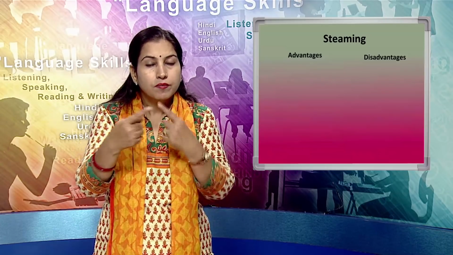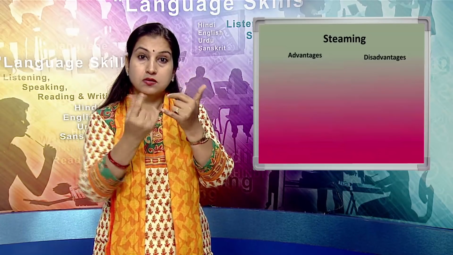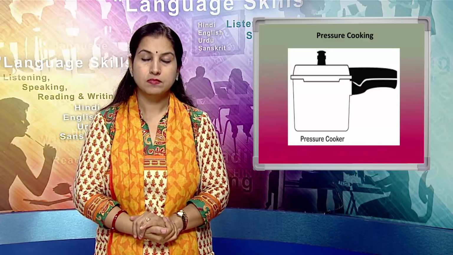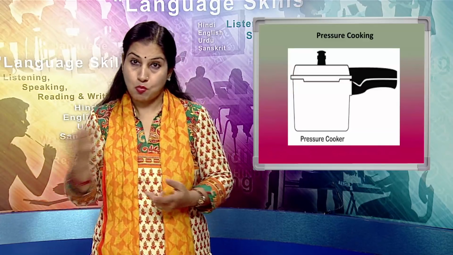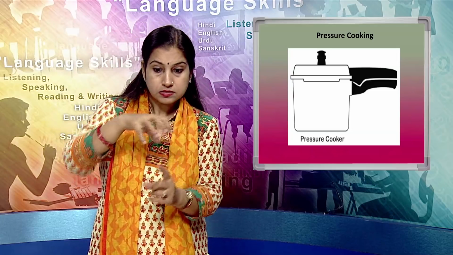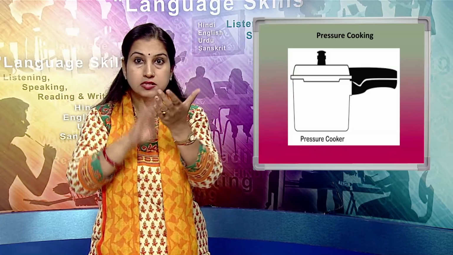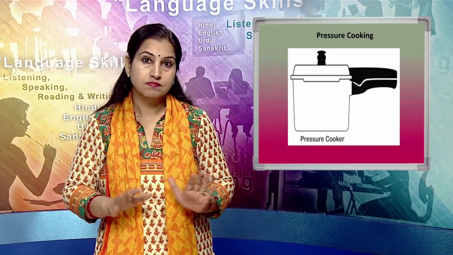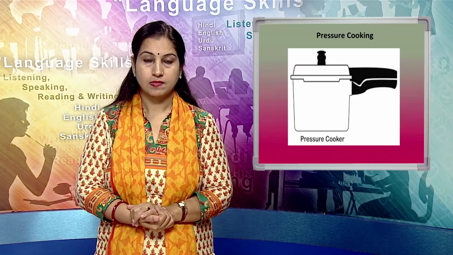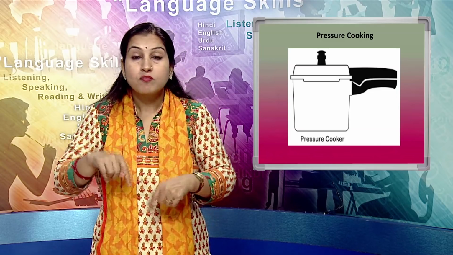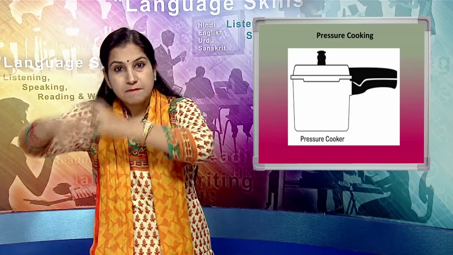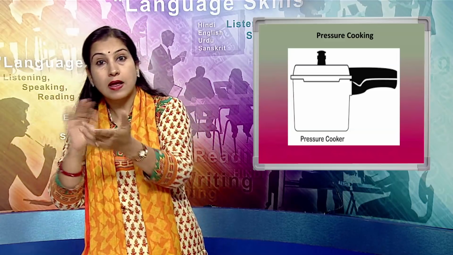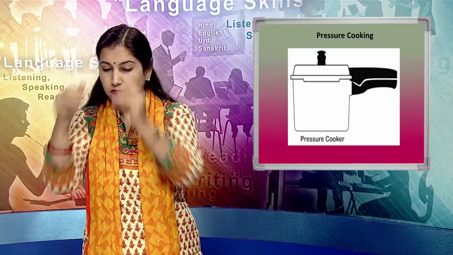Now let's understand pressure cooking. Pressure cooking uses both boiling and steaming. A pressure cooker is required for it. Pressure cookers are made of steel or a mixture of aluminium and other metals which can withstand high pressure.